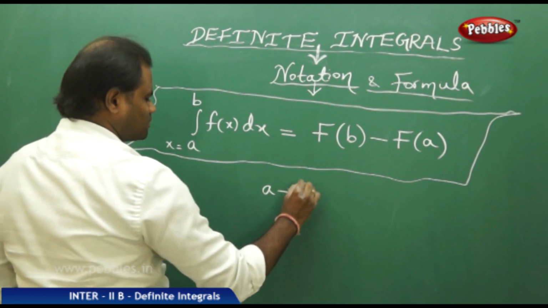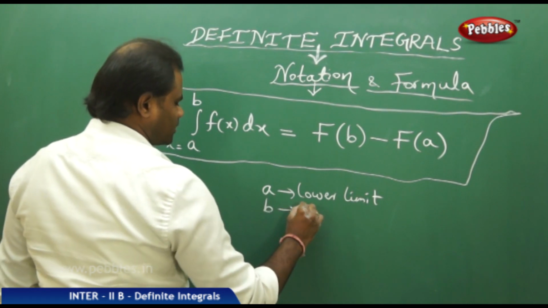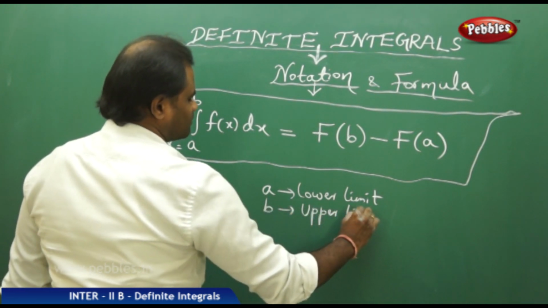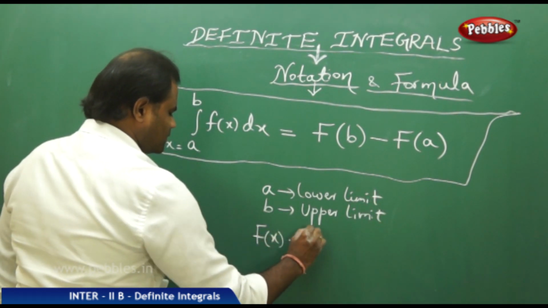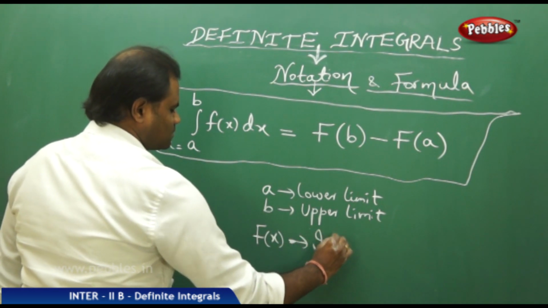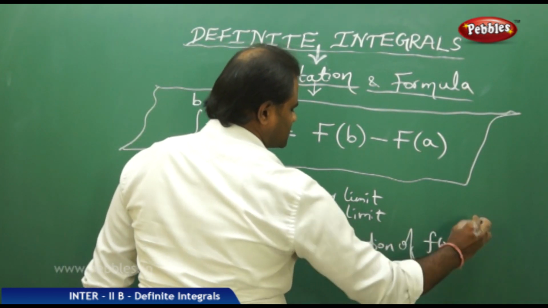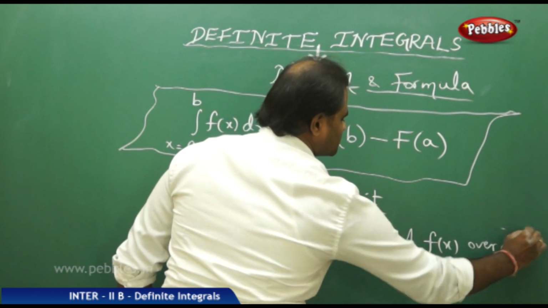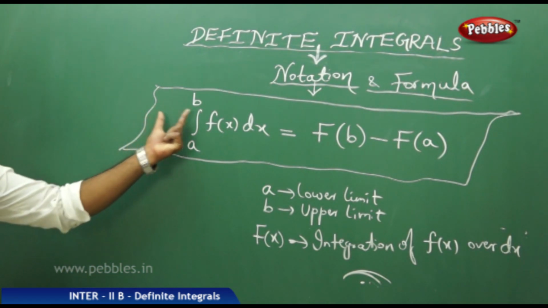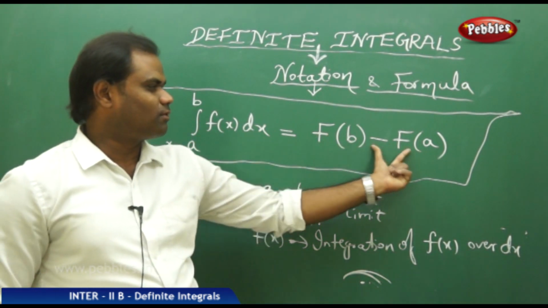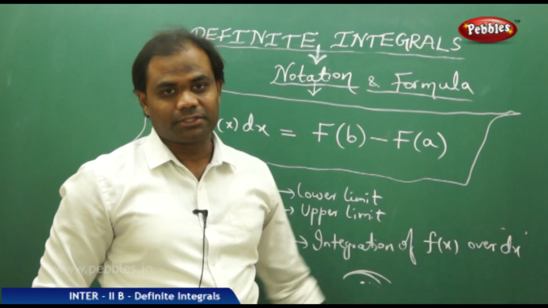Here a is called the lower limit and b is called the upper limit, and f of x is the function being integrated over dx. This is how we understand each of them. So the definite integral of a to b of f of x dx is f of b minus f of a, which is definite because it doesn't have an integration constant.